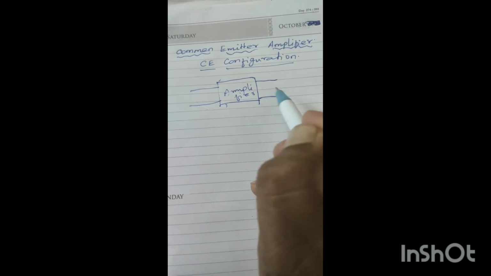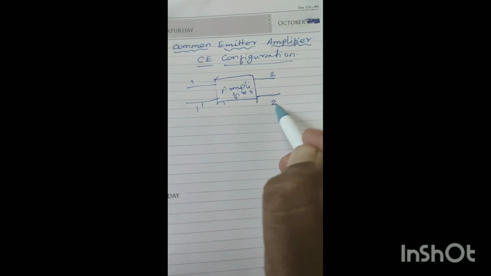We see that amplifier is a two-port network. It has 4 terminals: input port and output port. So amplifier is the 2-port network or 4 terminal network, with an input port and an output port.